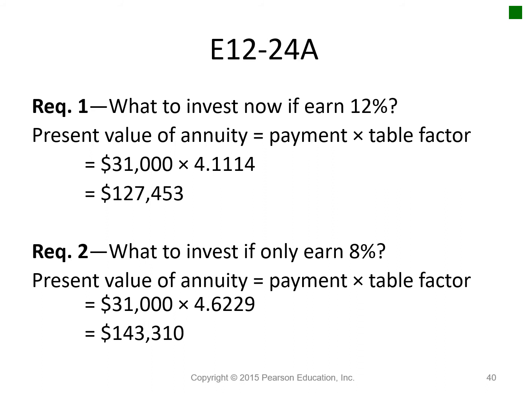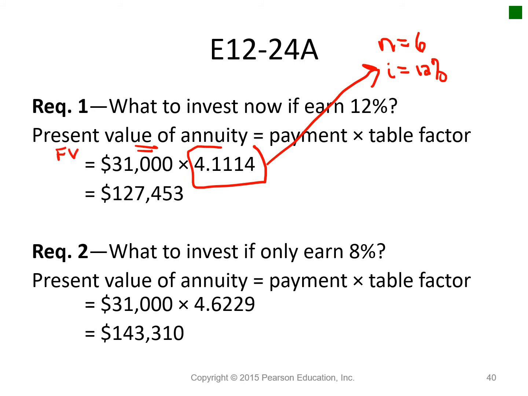So just to kind of remind you of the data in the problem, it's 6 years, n is equal to 6. And then for requirement 1, we're going to be using an interest rate of 12%. This is an annuity because she needs $31,000 per year for the next 6 years. Once you use these factors in your table, you'd get 4.1114 multiplied by this future value. Remember, the 31,000 would represent a future value. You would get a present value of your annuities worth $127,453.